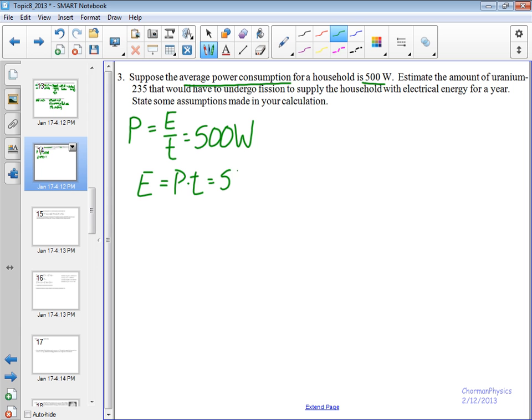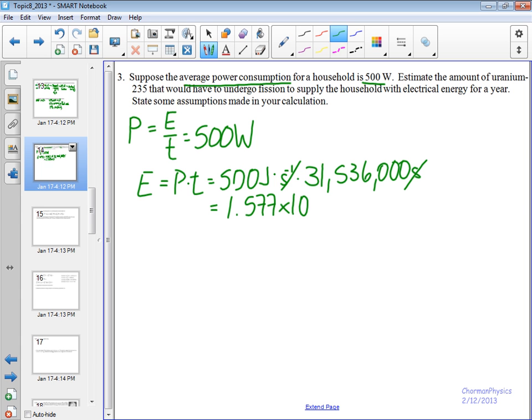So the time here is going to be 1 year. So it's going to be 500 joules per second times, do the conversion, 31,536,000 seconds. Thank you, Rent, for reminding us of this. And this is how many joules we have in a year. So what we can assume is 100% efficiency, just for the sake of this problem, in converting between fissionable energy and electricity.